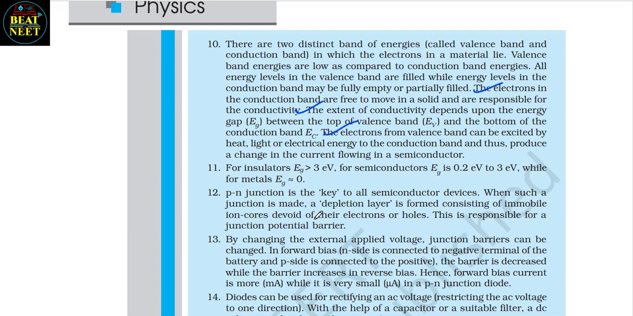The electrons from valence band can be excited by heat, light or electrical energy to the conduction band and thus produce a change in the current flowing in a semiconductor. Number 11, for insulators, Eg is greater than 3 electron volt. For semiconductors, Eg is 0.2 electron volt to 3 electron volt, while for metals, Eg is approximately 0.